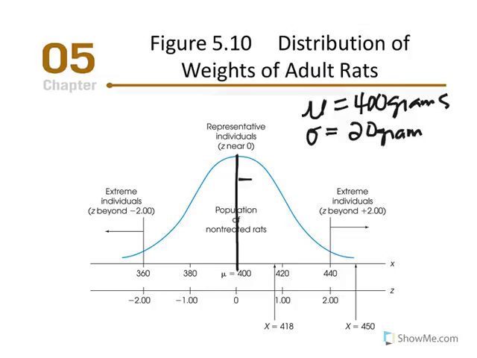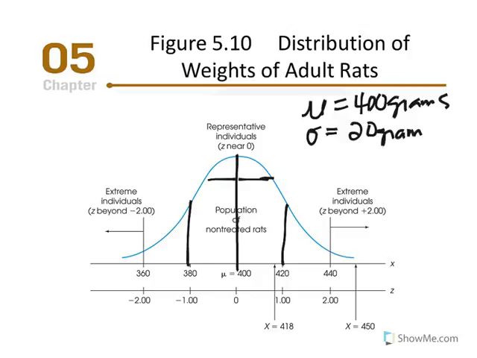And if we were to go up 20 grams, that puts us at a score of 420, right? Because we would take one standard deviation unit, which is equal to 20 points, add it to the mean, and we understand that that's equal to 420. Also, on the negative side, or the values below the mean, that places us at a weight of 380 grams.